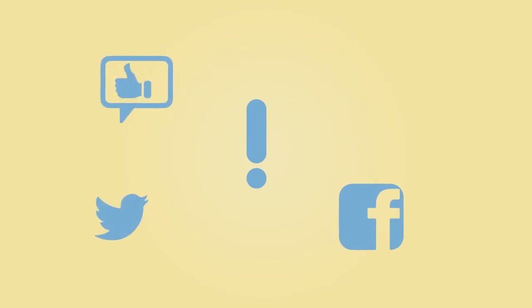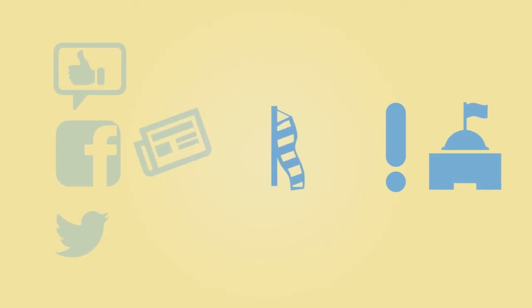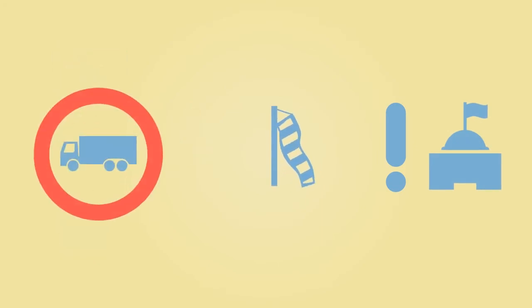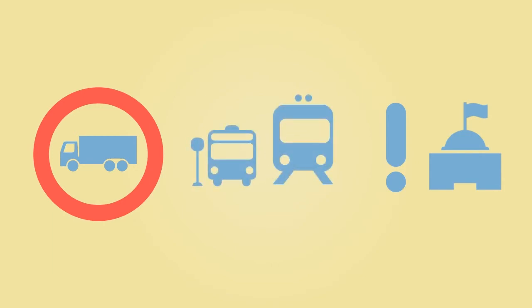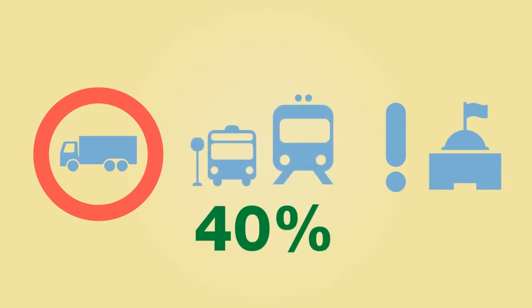As many people have reacted to the air quality data through social media and even the news, the government sees it and decides, because of the weather predictions, to temporarily ban big diesel trucks from the city. Also, public transport gets a 40% reduction for everybody for a few days.